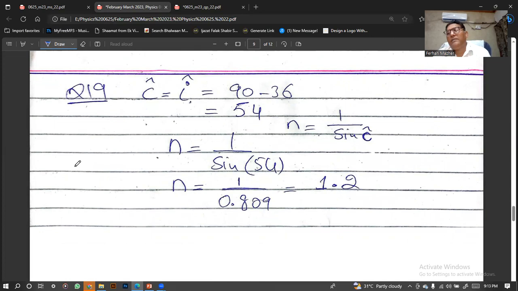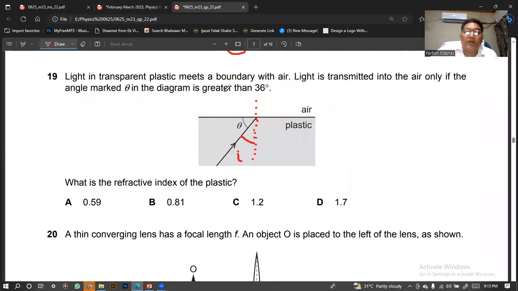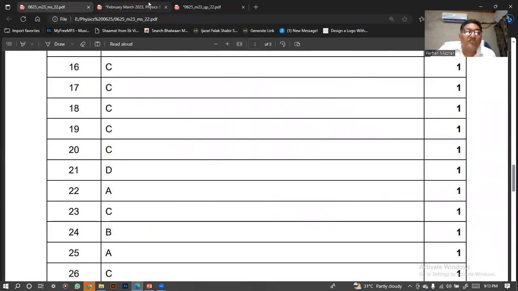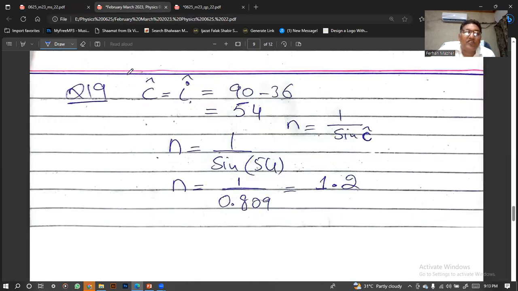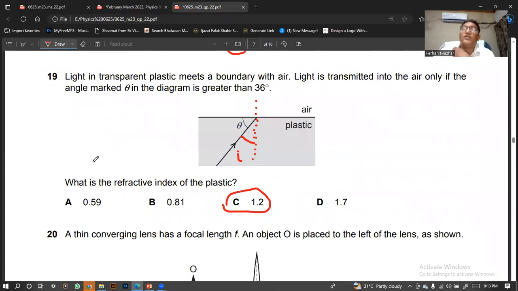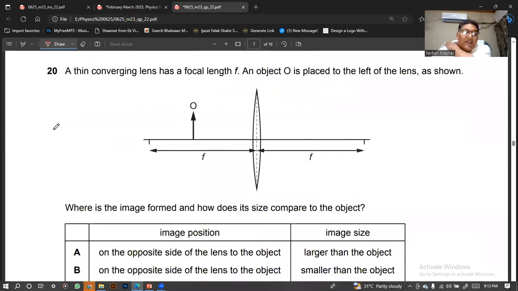And n will be equal to 1 by sine C, where C is the critical angle, the angle in the dense medium. So 1 by sine 54, that will be 1 by 0.809, that is 1.2. So the refractive index is 1.2. So we think C is the right option, sir. Question number 19, C is the right option, sir. You can see this is the solution. Hopefully you understand this.